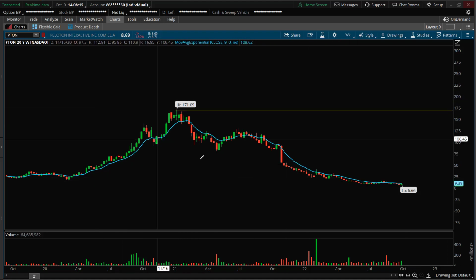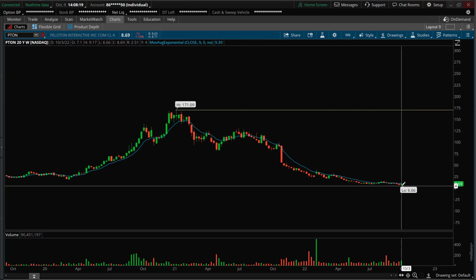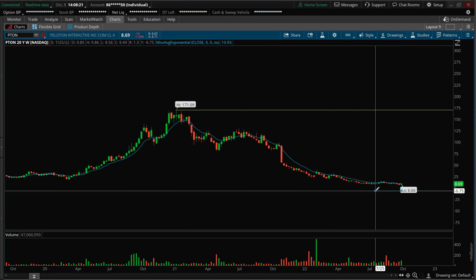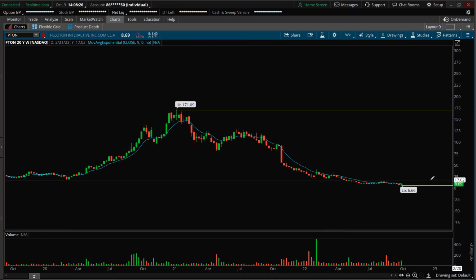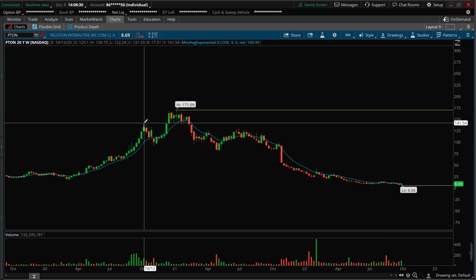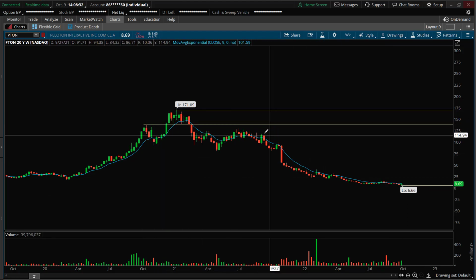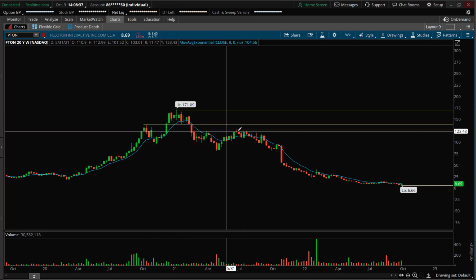So I'm not going to connect all the peaks and valleys here, but you'll see all-time high is 171.09. And right now, $6.66 is the all-time low. So then what you can do in between is connect some of these other previous support and resistance levels. So you'll see, I try to connect as many as possible.